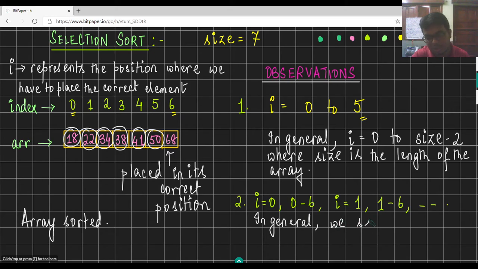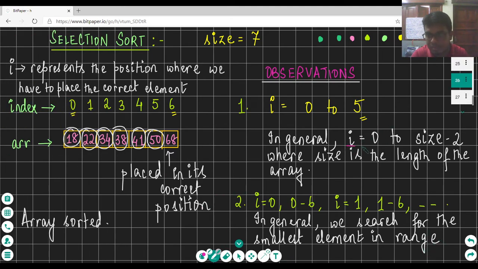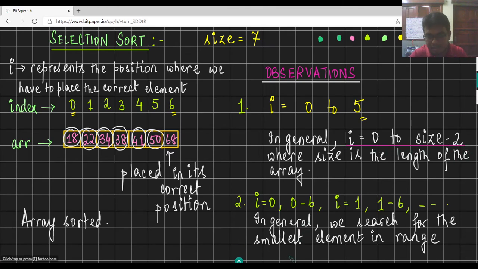we search for the smallest element while sorting in ascending order. Search for the smallest element in range I to size minus 1. I just underline the above thing because this is important. I hope these observations are clear to you.